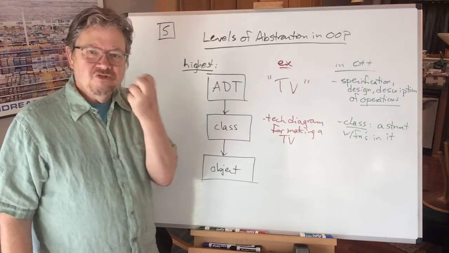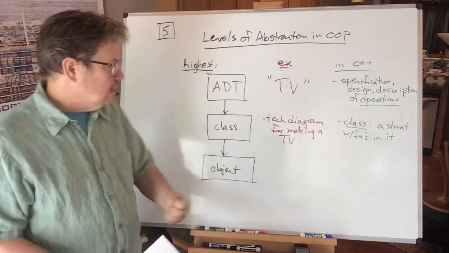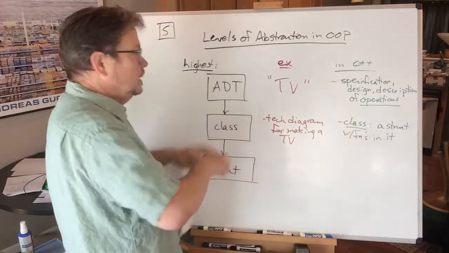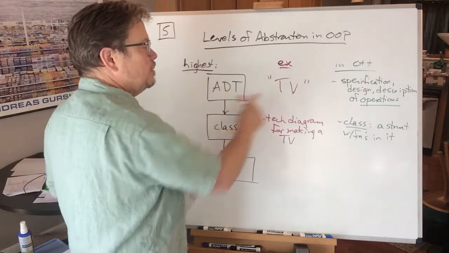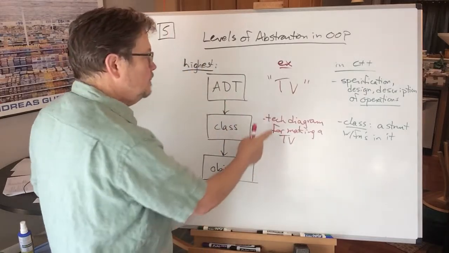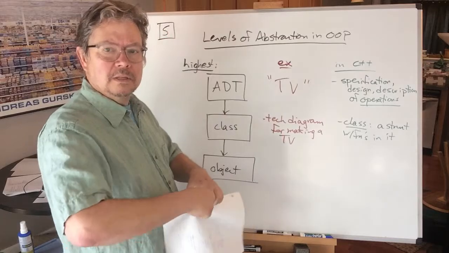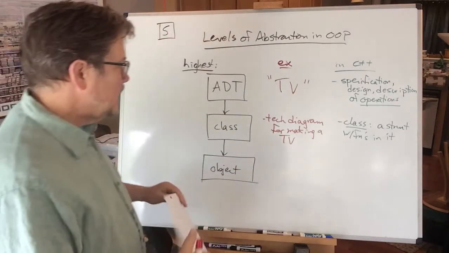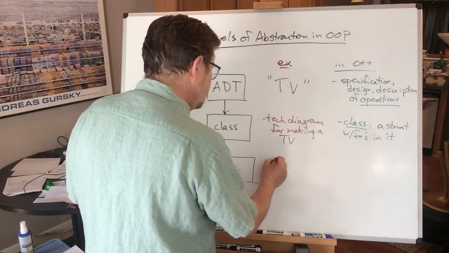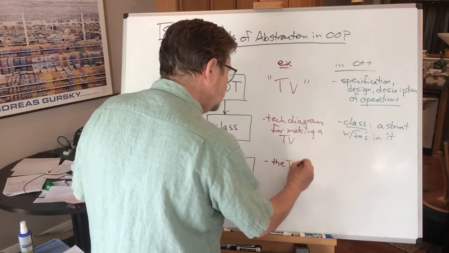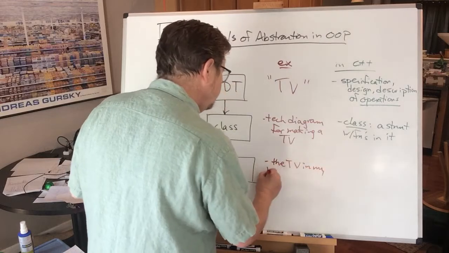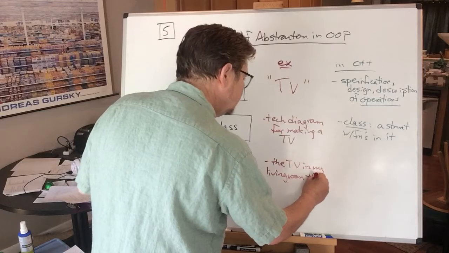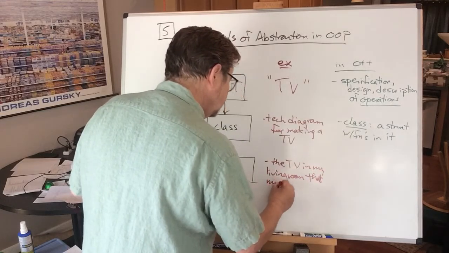An object is a thing, a tangible, real thing. So if we're talking about a TV here, at the object level, TV in quotes was the general idea. Everybody knows what a TV is, what that's supposed to do. A technical diagram for making a TV. That's actually sort of all the plans we laid out and all the pieces. Now we put all those together, and I'm going to say this is the TV in my living room that my dogs are watching.